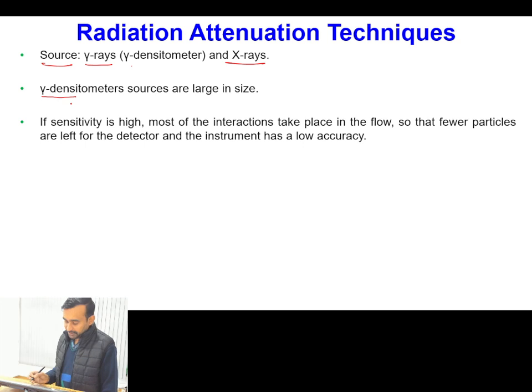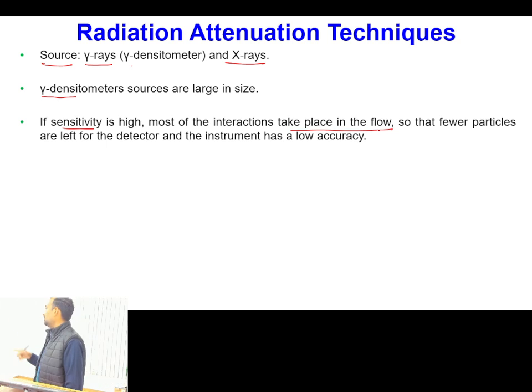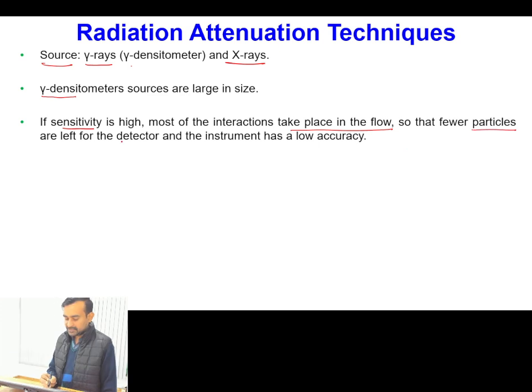Another important point is the sensitivity of the system. If the sensitivity of the system is very high, then most of the interactions will take place in the flow itself. So this is the question you are asking. If sensitivity is very high, then what will happen? Most of the interactions will take place in the flow itself, and we will have very few particles left for the detector, and the instrument will have low accuracy.